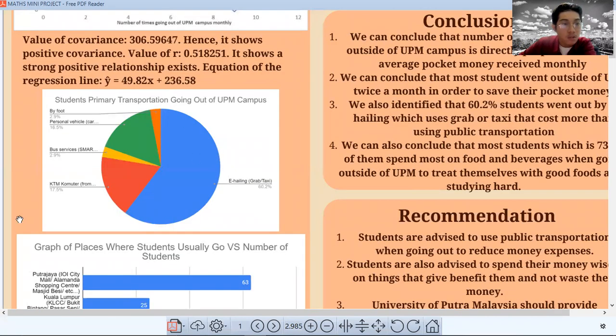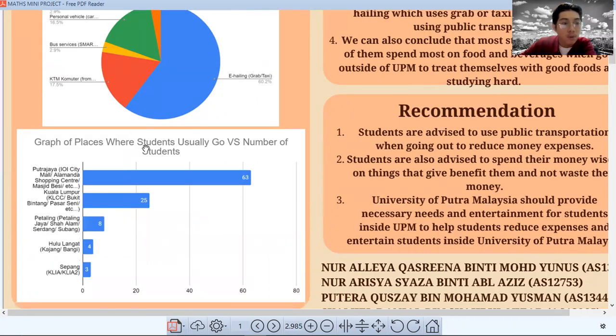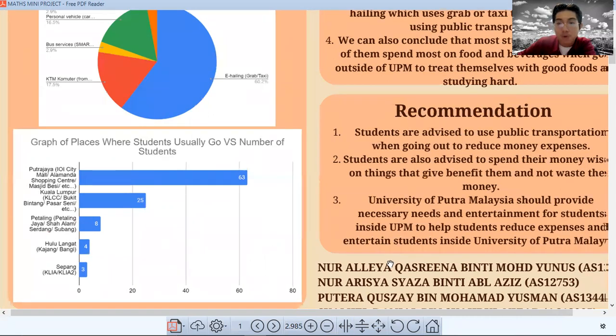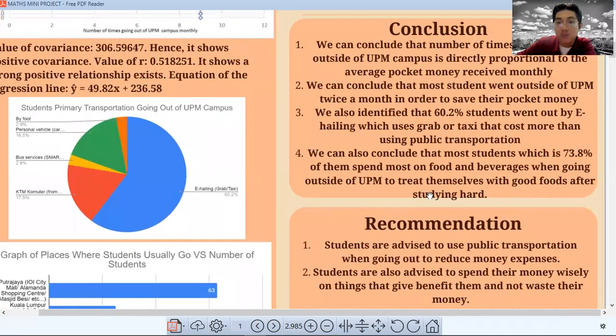And what we have here is a pie chart, which shows the primary transportation they use to go out of the campus. And we have a bar chart that shows the places students usually go out to. Moving on is the conclusion.